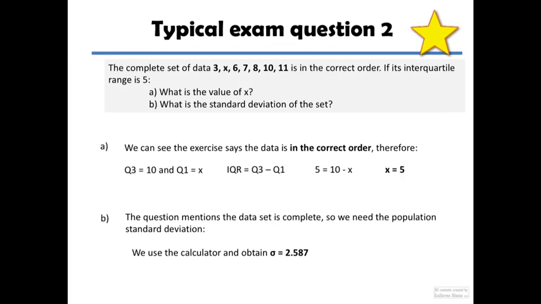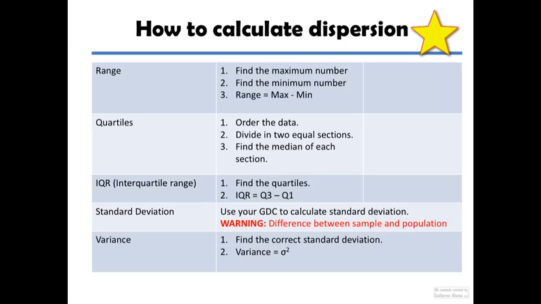Here's a typical exam question, very similar to one we've seen before. You get a set of data, it's in the correct order, and you're told what the interquartile range is. And you have to calculate the value of x. It's not very difficult. And again, we have another standard deviation example. I encourage you to try it with your GDC and see if you can get it right. Beware for this one, it tells us the complete set of data, so we're going to be looking for sigma. Remember.